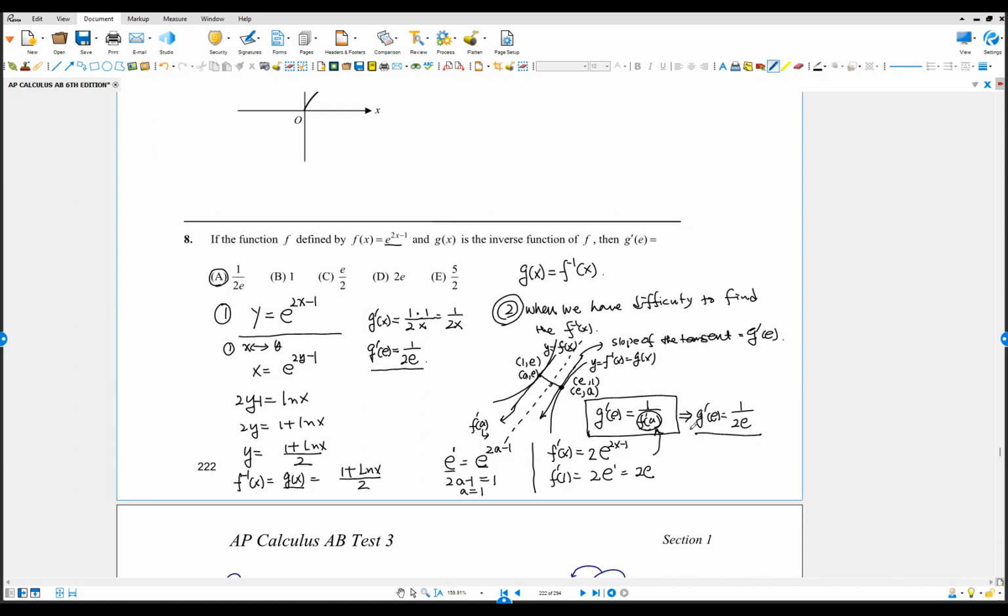If you can find the inverse, you can go this way, it's okay too. But if you think it's hard to find the inverse, you better go this way. Second method. Are you okay with this? Yes, this is the formula.